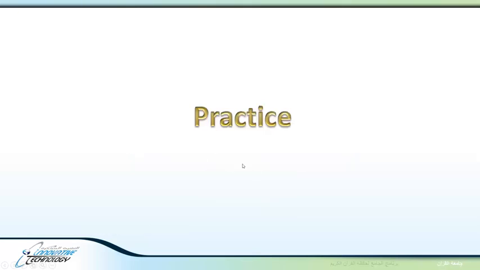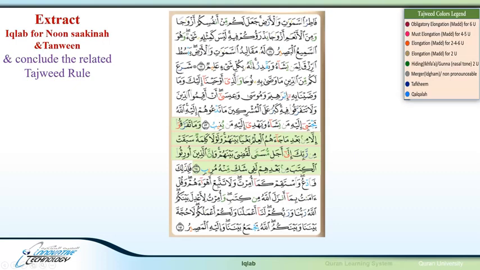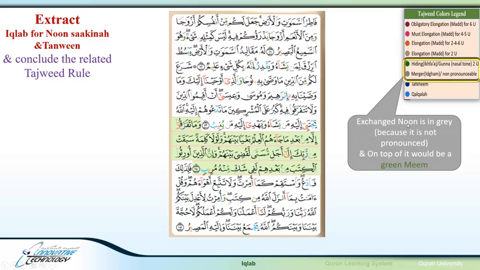And now let's apply what we have learned by extracting iqlab for noon sakinah and tanween from the verses shaded in green and conclude the related tajweed rule. Don't forget that the exchanged noon is going to be in gray because it's not pronounced. And on top of it will be a green meem indicating the ghunna.